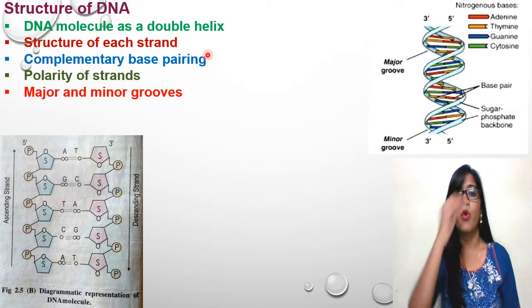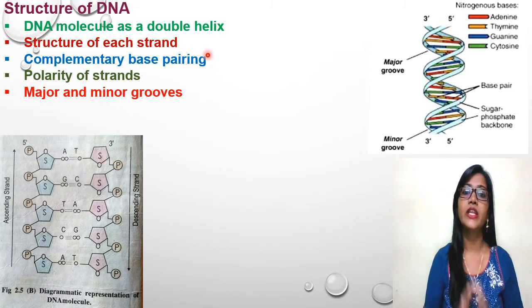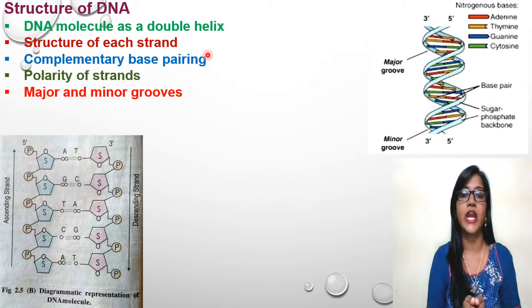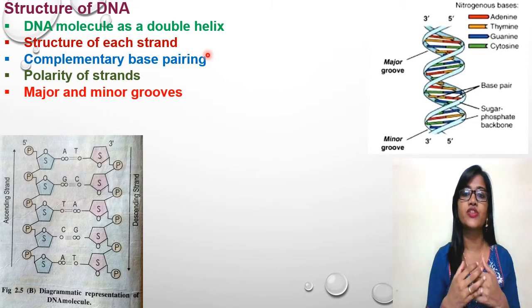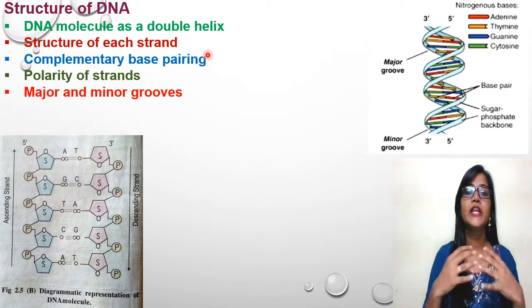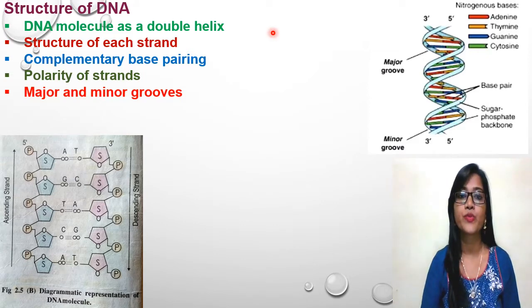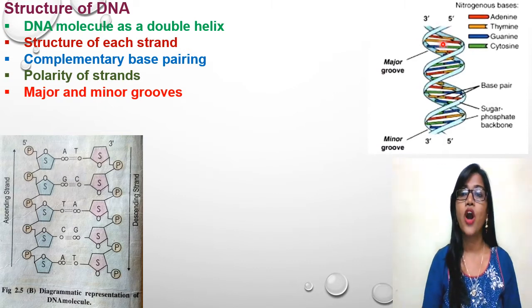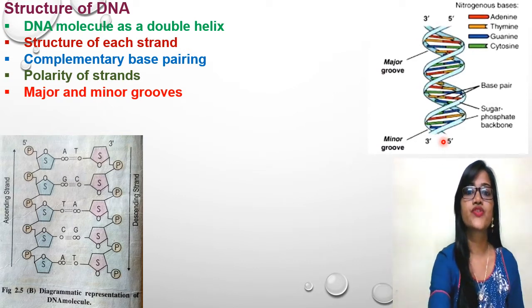According to this model, which was proposed by Watson and Crick, a DNA molecule consists of two long strands. They are coiled around a common imaginary central axis to form a double helix. It looks like a twisted ladder. So observe this diagram now. What Watson and Crick proposed is that the DNA molecule consists of two long strands coiled around a common imaginary axis, which forms a twisted ladder-like structure.